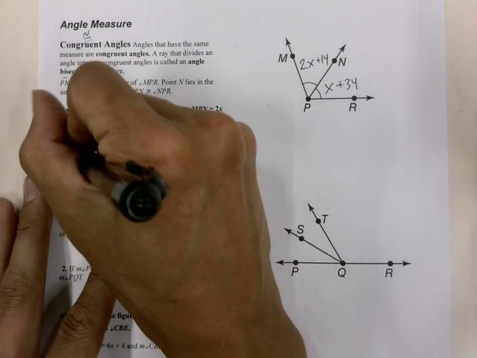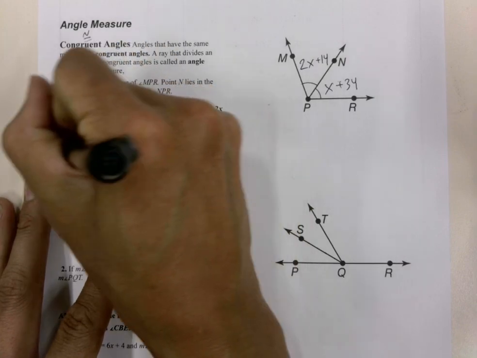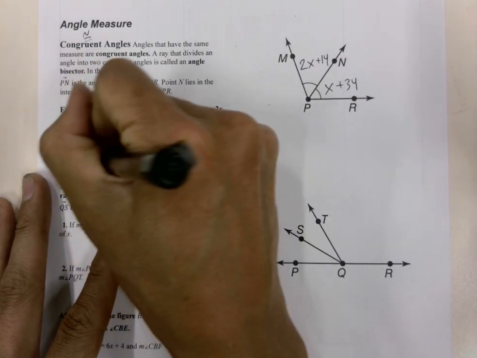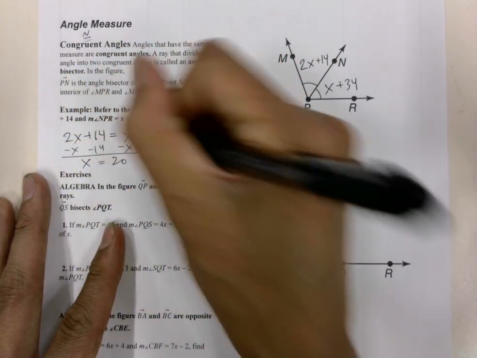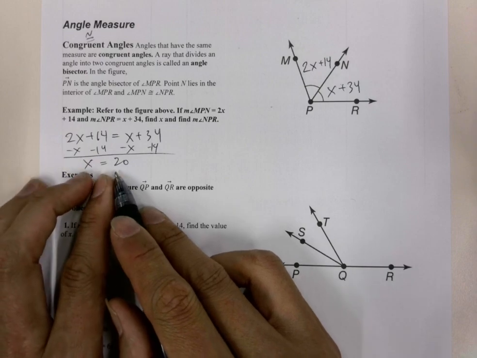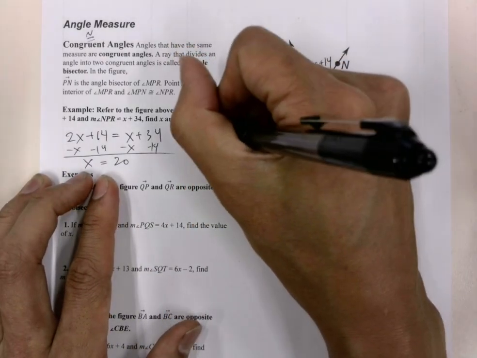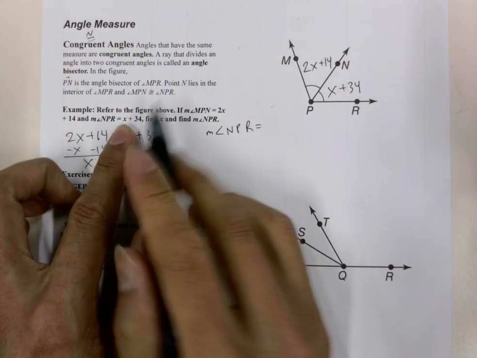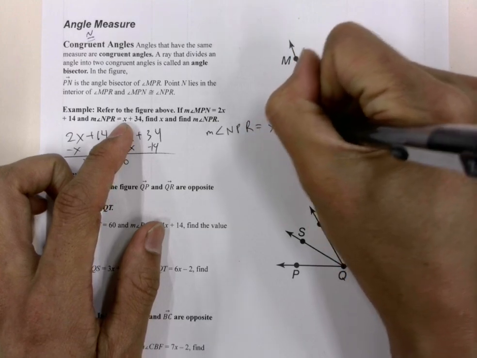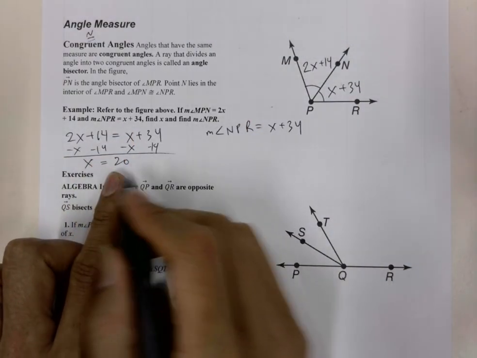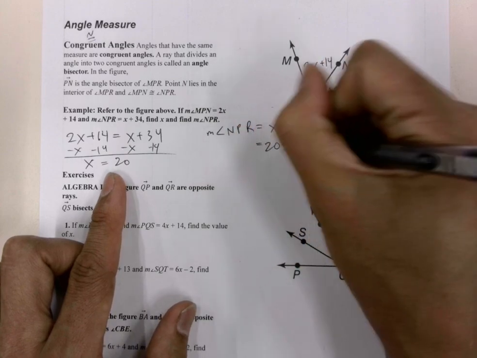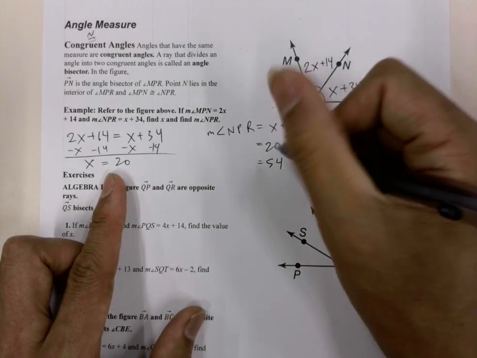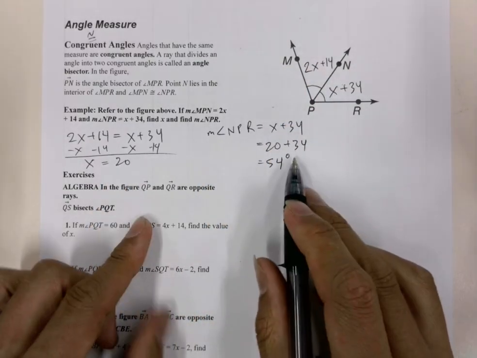So we have our equation, and now we can find our x. We're going to subtract x from both sides. It's going to be x, and we're going to subtract 14 from both sides, and we're going to be left with x is equal to 20. All right, so we found x, great. And now we want to find the measure of NPR. So measure angle NPR is equal to, and they give us the expression, x plus 34, but we found x, so we can go ahead and plug it in. So we get 20 plus 34 is equal to 54. So that's the measure of NPR. I'm going to put a little degree sign up there.